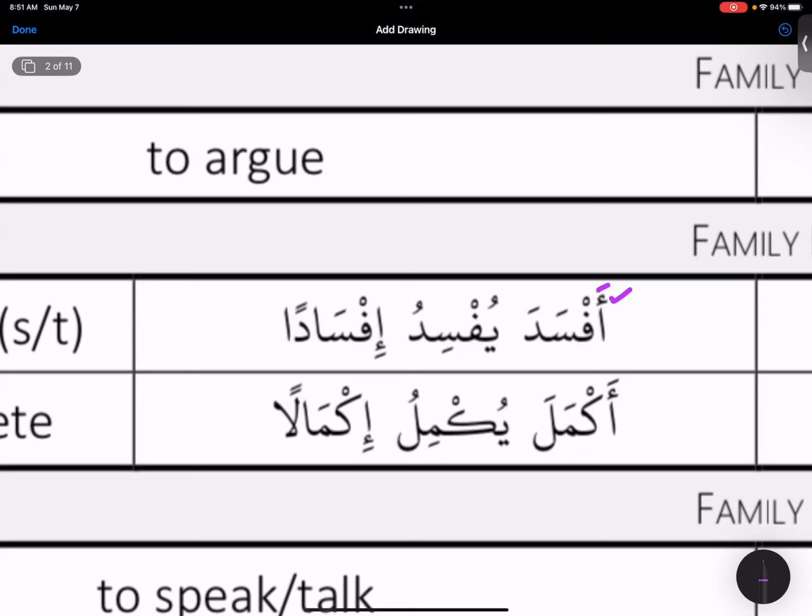So Aslama, Yuslimu, Islaman. Whatever verb you bring to family four, you need to bring it on the pattern of Islaman, its masdar. Afsada, Yufsidu, Ifsadan. Aslama, Yuslimu, Islaman. Akrama, Yukrimu, Ikraman. So this is how it will work. Now, Akmala, Yukmilu, Ikmalan. What family? The Aslama family. Akmala, Yukmilu, Ikmalan. What does Akmala mean? To complete. Akmaltu lakum deenakum. Yes, to complete.